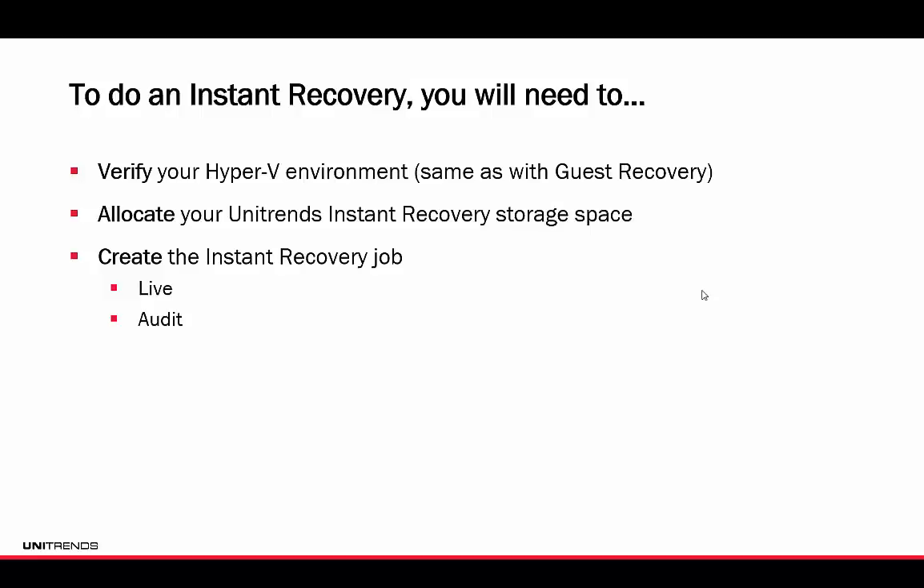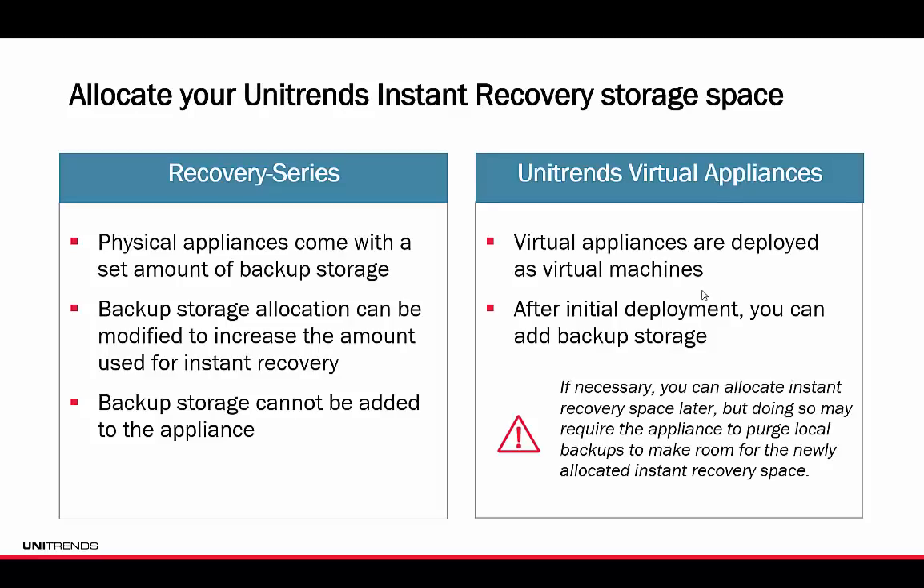You're going to learn how to create instant recovery jobs, and we talked about it earlier. There's two ways you can do them. There's live and audit modes. We're going to break both of those down for you as well. Once again, when you allocate your Unitrends instant recovery storage space and you're going live from the physical Unitrends appliances, the Recovery Series, it comes with a set amount of backup storage, and then out of the backup storage, you can allocate and increase and decrease the amount of storage used for that instant recovery. It takes it out of your backup storage.